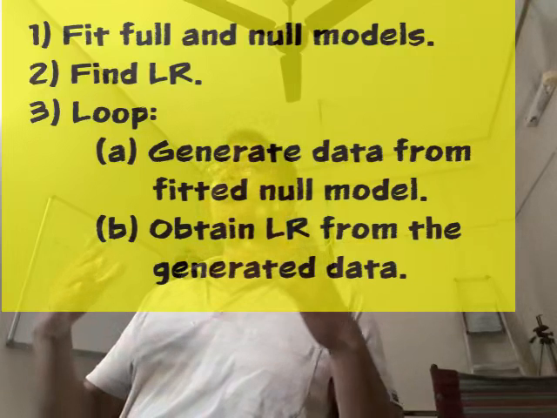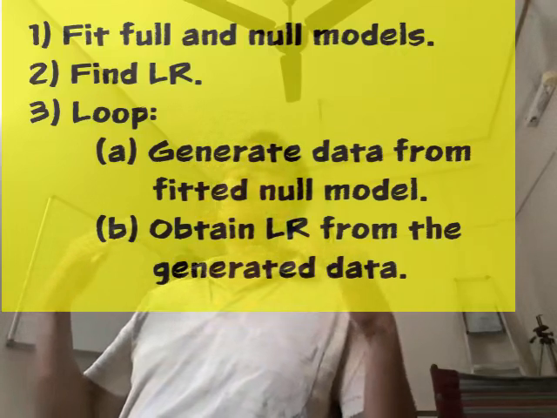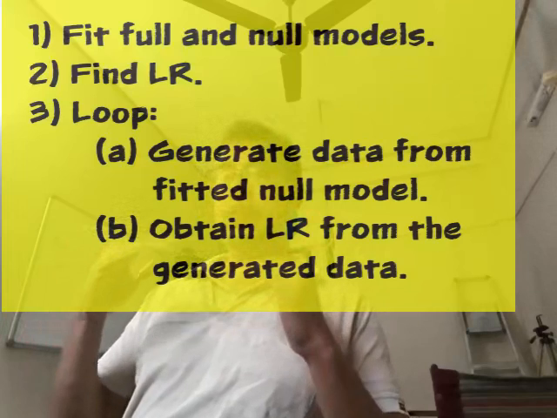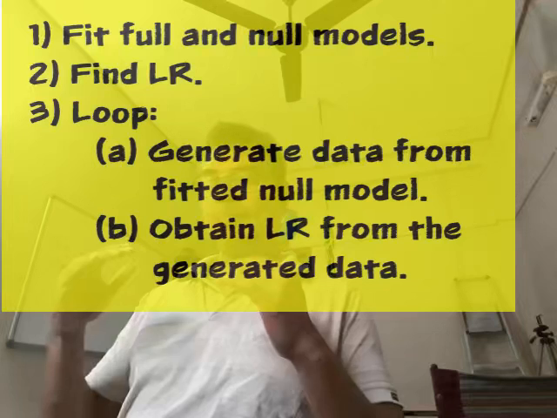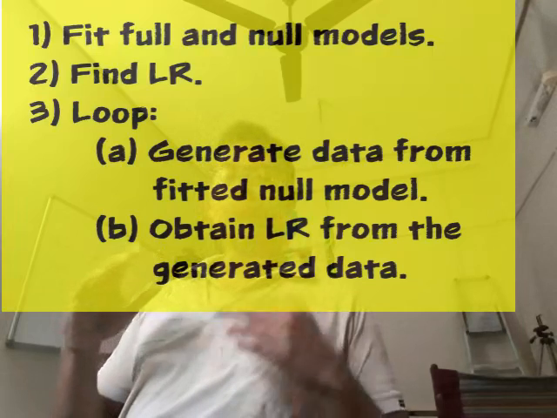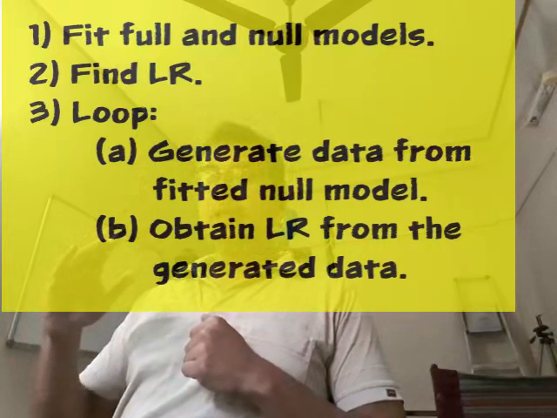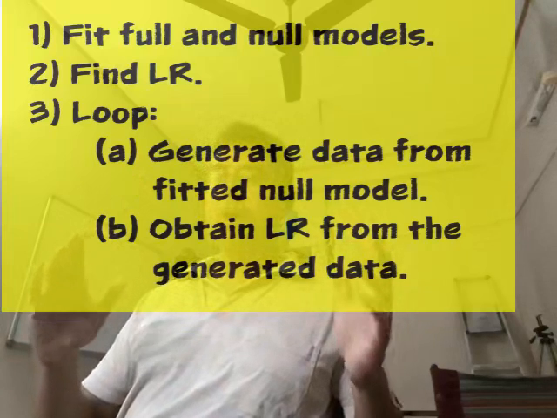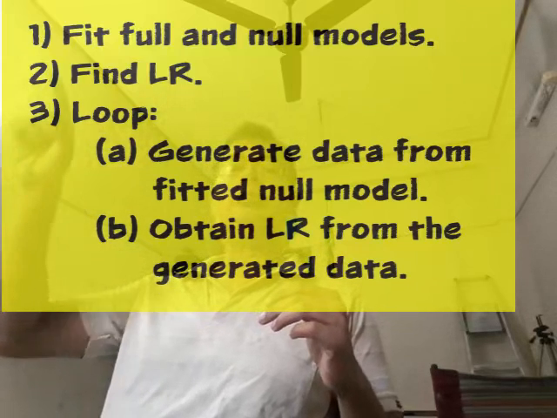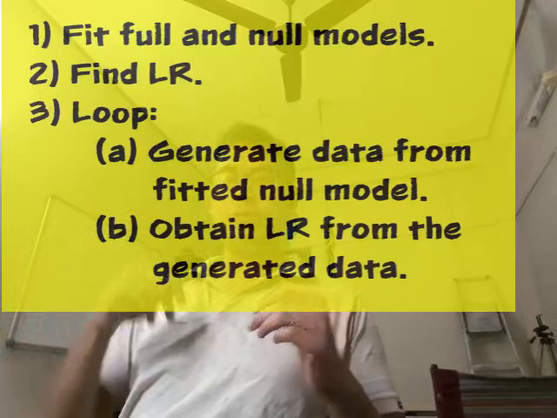Now you obtain the likelihood ratio from the generated data. That is, for this generated data, you again fit the full model and null model and find the likelihood ratio. You carry out steps 1 and 2 for the data you generated in part 3a. Now you do it a large number of times. Suppose you do it 10,000 times. So at the end of step 3, you have got 10,000 values of likelihood ratio and one value of the likelihood ratio that you obtain in step 2. That is your observed likelihood ratio, and these are your generated likelihood ratios.